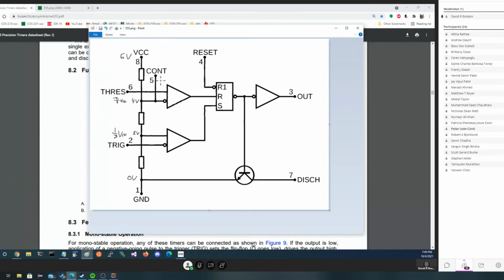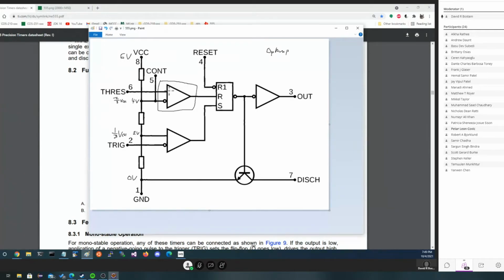Now these devices that we have right here look a little bit like an inverter, except they have 2 inputs instead of 1. They are a device called an operational amplifier, or an op-amp. And what an op-amp does is very simple.